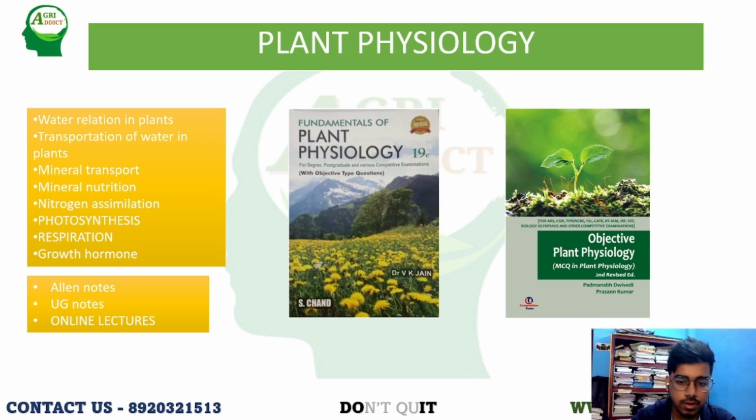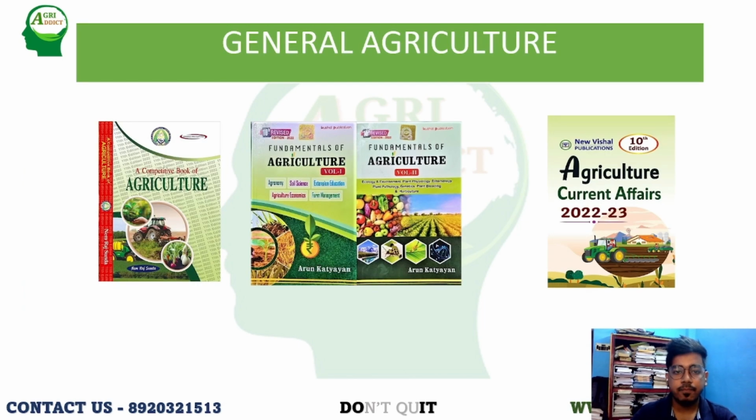I prefer Allen notes besides covering the VK Jain Fundamentals of Plant Physiology. I prefer Allen notes, UG notes, and online lectures for plant physiology. After that, I only solve the photosynthesis and respiration part for MCQs from the book Objective Plant Physiology. Only those two chapters I solved. In the VK Jain book, you also find some MCQs behind the chapters. You should solve them, and you also find MCQs in the Allen notes behind the chapters. You should follow them as well.